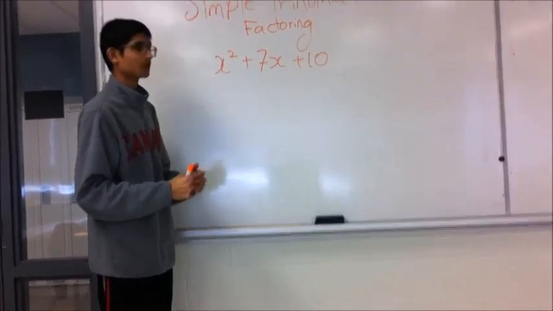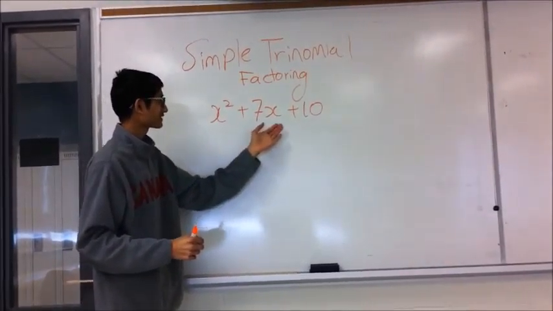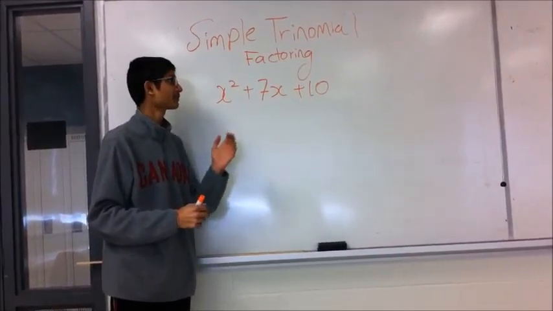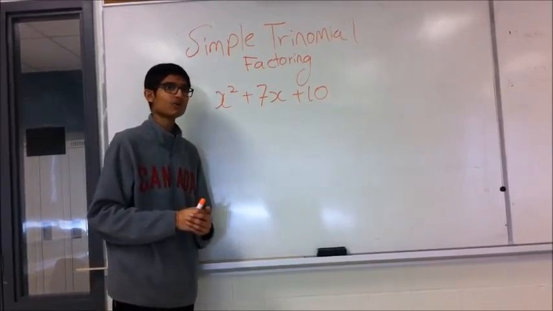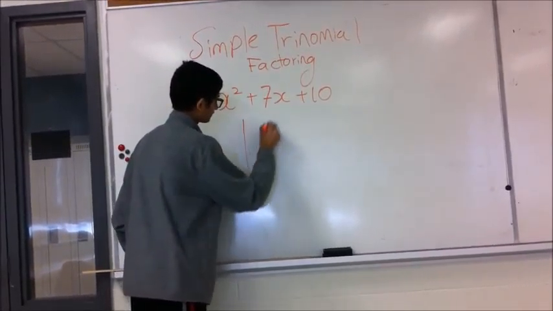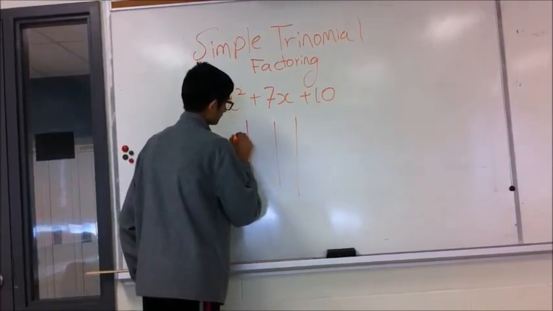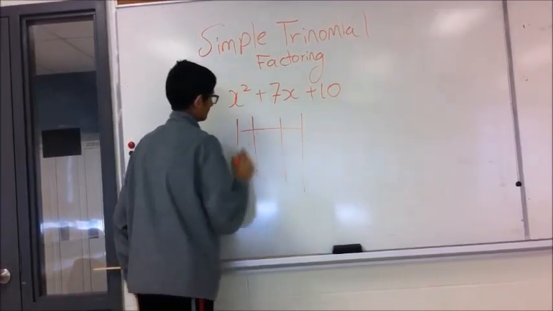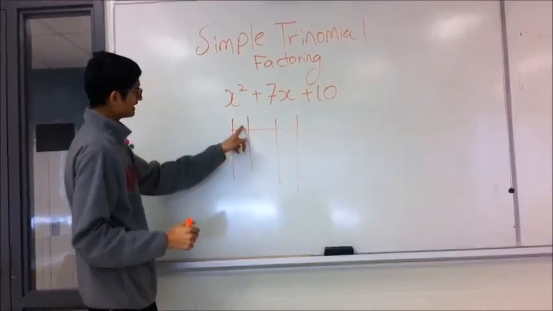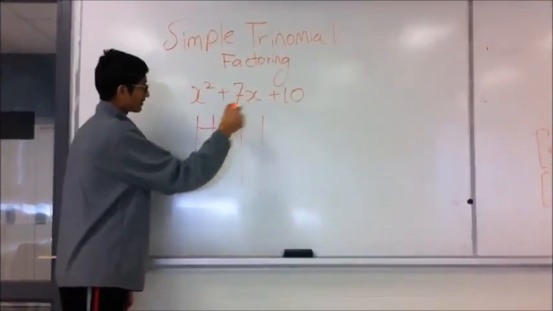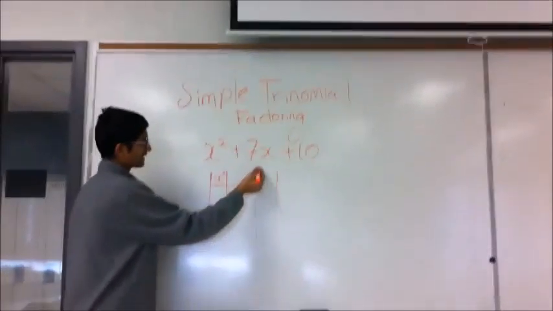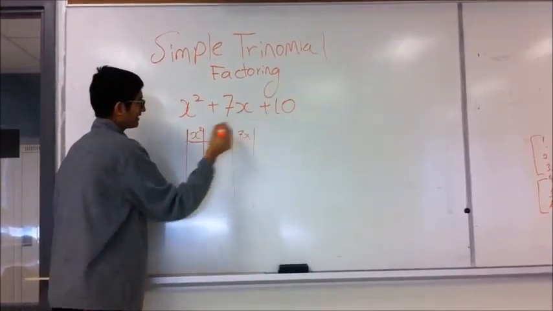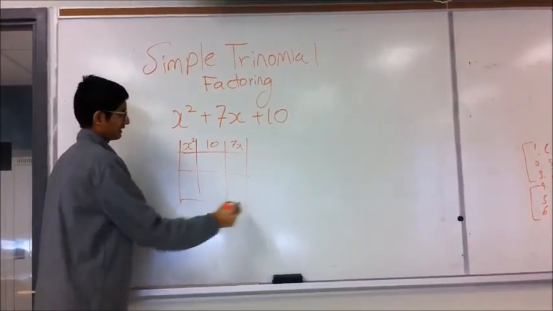So let us start trying to factor x squared plus 7x plus 10 using simple trinomial factoring. Something you'll be seeing a lot in simple and complex trinomial factoring is the following chart, which I'll draw. In these open spaces, you would put the respective terms in. For example, x squared, and instead of putting 7x in the middle, you would put 7x at the end, which you'll find out later why. And you would put the end term, 10, in the middle, and divide them like that.